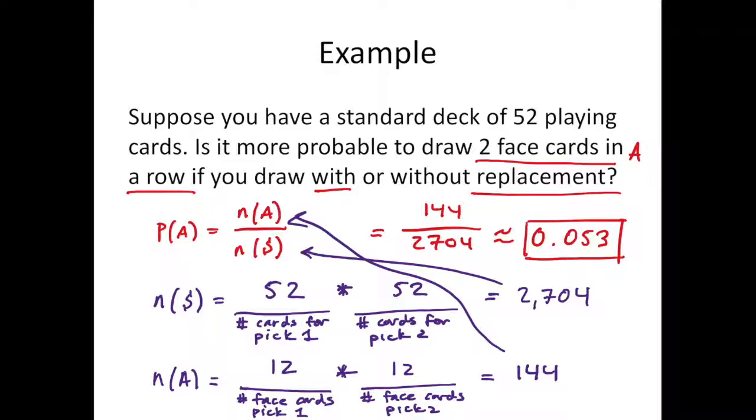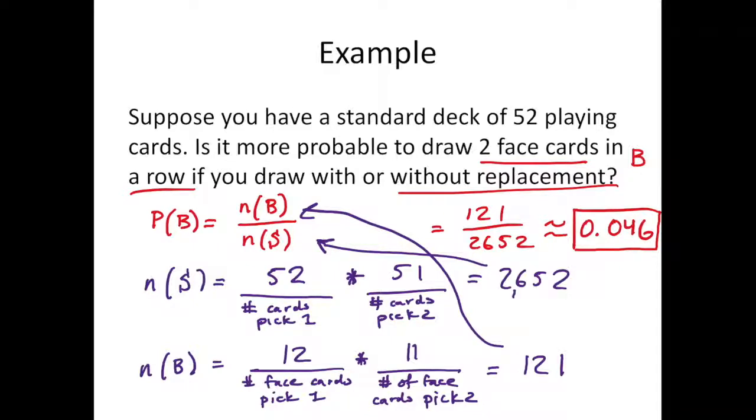Now let's compare that with doing the same random experiment, but not replacing the cards. So we'll call this event B when we do this without replacement. Now, even though I'm still drawing 2 cards, because I've changed the structure of the random experiment, my sample space would be different. So to find the probability of event B occurring, I'm going to have to once again find how many different possible outcomes there are and how many different outcomes correspond to getting 2 face cards in a row. So looking at the denominator first, n of S, I see that for pick 1, there's 52 possibilities.